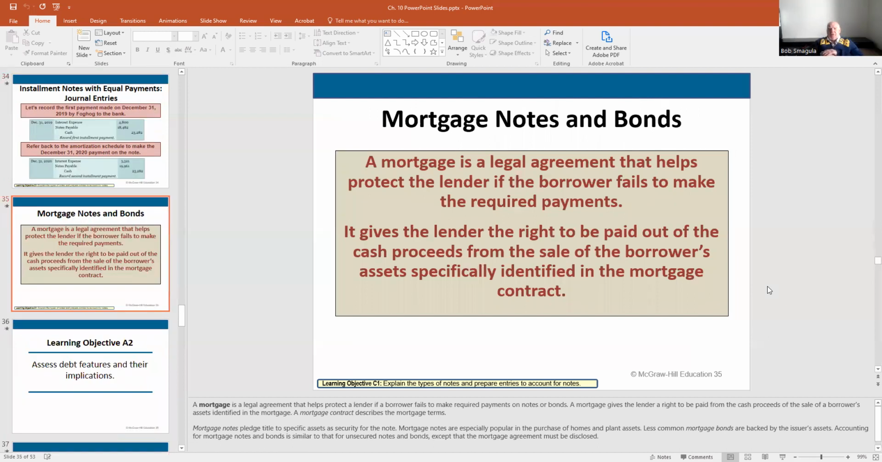Want to talk about a mortgage? I sure hope that every one of you someday can buy a house out here in Santa Barbara. It's not easy. You're going to have to go to work for a while, huh? Save up a little money and convince somebody to loan you money for a house, right? A mortgage is a legal agreement that helps protect the lender if the borrower fails to make the required payments.